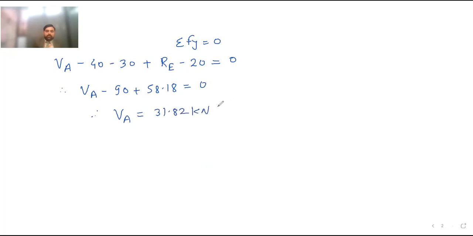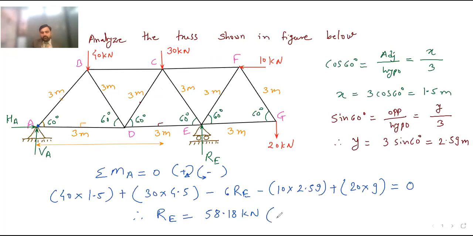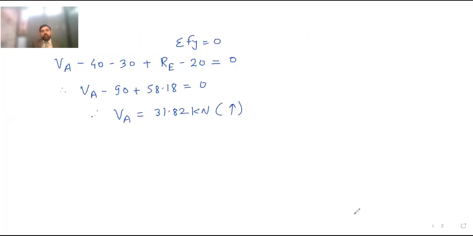31.82 kilonewton. So our assumed direction is correct, as we have got the positive answer here also. Our assumed direction is correct in the case of RE also, as we have got the positive answer. So now again I will apply summation Fx equal to 0. That we will apply now.